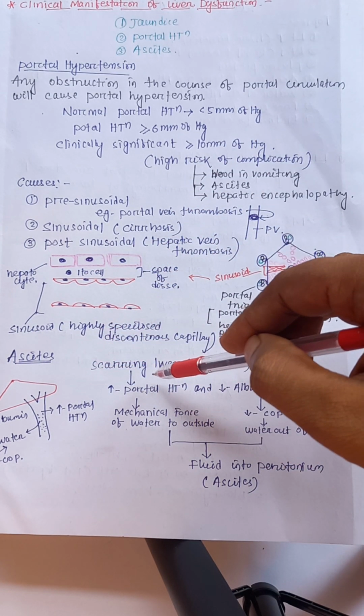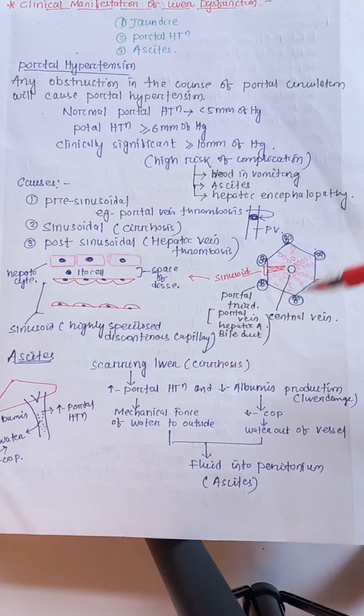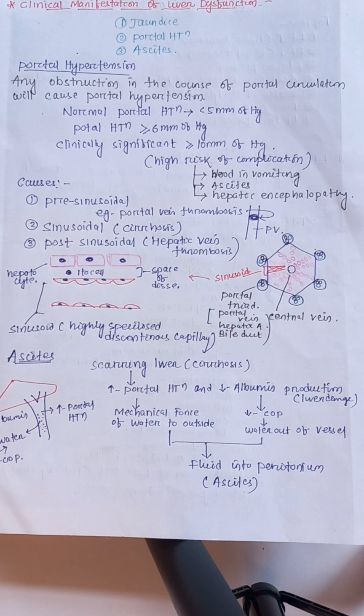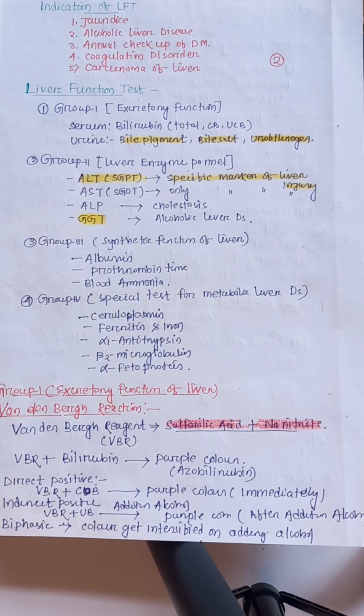Ascites: there is scarring of the liver, liver cirrhosis, increased portal hypertension, and decreased albumin production. These all cause fluid accumulation in the peritoneal cavity, which is called ascites.